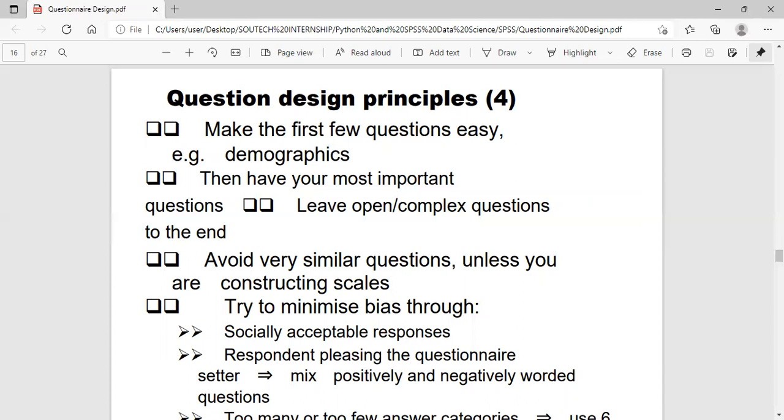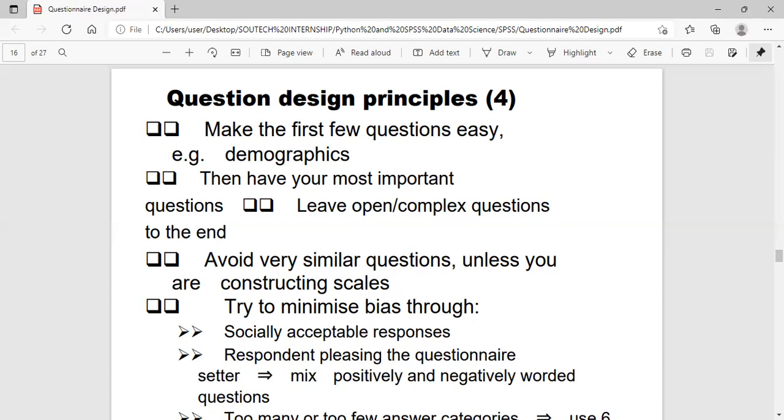So next we have avoid very similar questions unless you are constructing scales. Don't go repeating questions. Let's say, how many times do you eat a day? And then, how many times do you think you eat a day? That's another question. It doesn't make any sense. You're saying the same thing. So avoid them, except if you're trying to find out something using those similar questions.